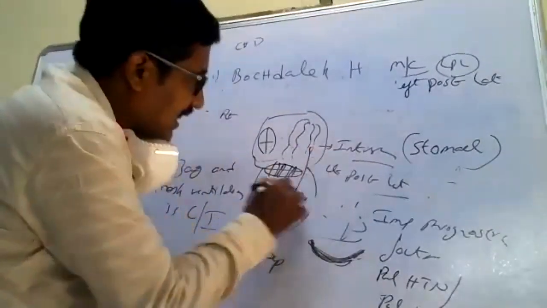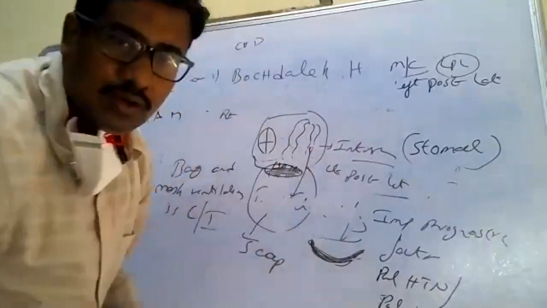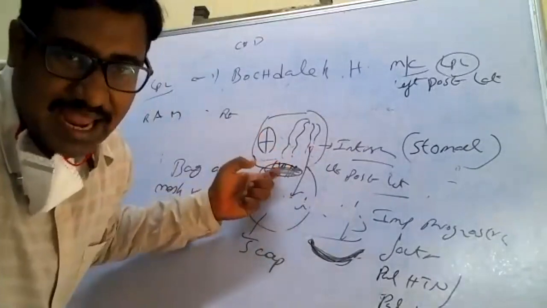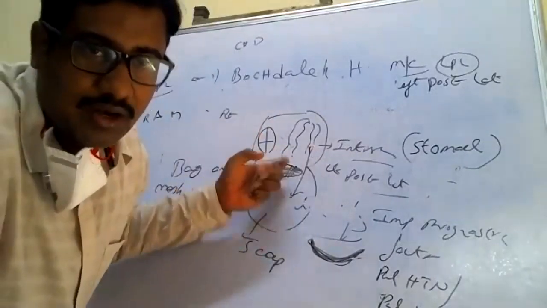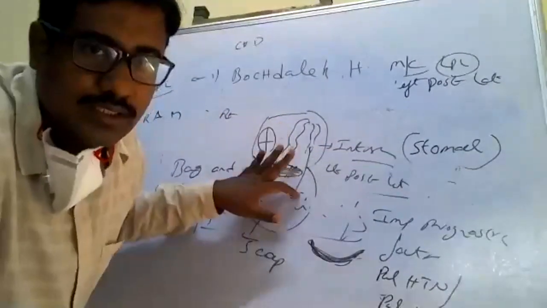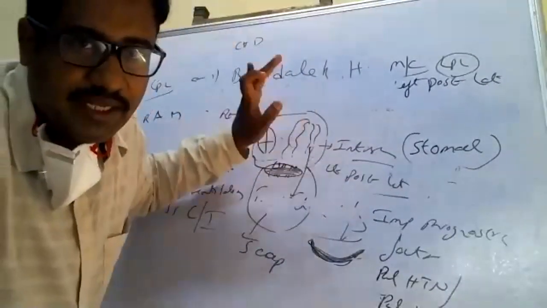We reduce the gastric contents and close the tunnel by using a mesh. So mesh repair of the pleuroperitoneal canal after reducing the gastric contents into the abdomen is the treatment of choice for congenital diaphragmatic hernia.